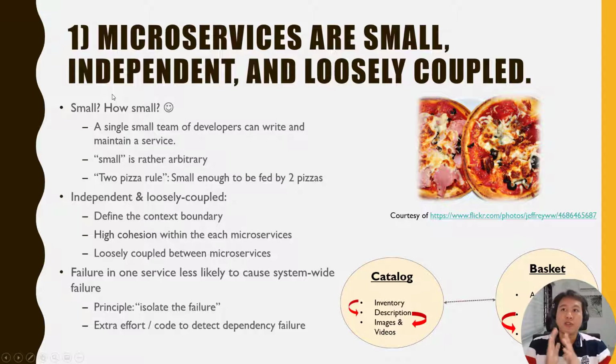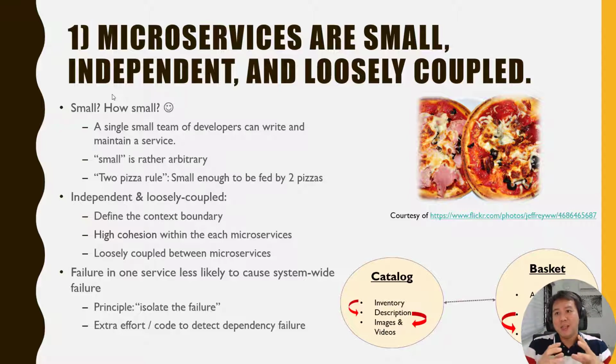First one, microservices are small, independent, and loosely coupled. The tricky part is the word small here. How small? All right, it is rather arbitrary because there's no specific number defined, right? And some people use the two pizza rule as an indication, right? The team needs to be small enough to be fed by two large pizzas, right?